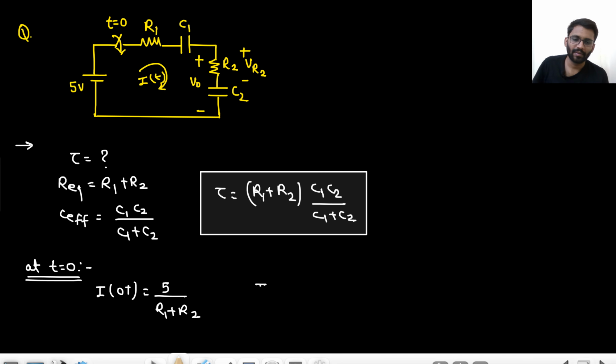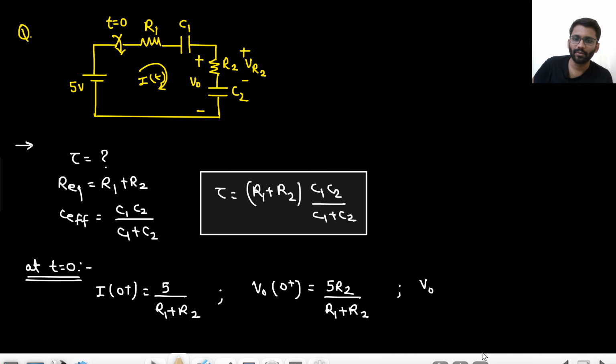What will be the V0 value at t equals to 0 plus? C2 is shorted, C1 is shorted. So R1, R2 are in series, simply potential divider. 5 into R2 upon R1 plus R2. Simply potential divider, nothing else. 5 into R2 upon R1 plus R2. This is V0 at t equals to 0 plus.